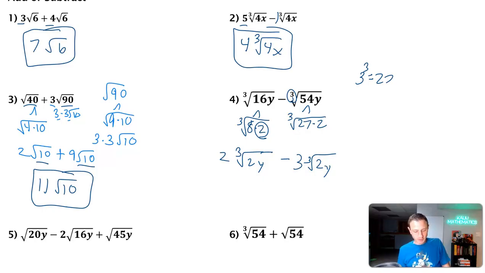Now they are like terms. Cube root of 2y, cube root of 2y. So we just do 2 minus 3, which is negative 1. So I can rewrite this as negative cube root of 2y, or negative 1 cube root of 2y. Either answer is completely fine. We'd probably just go with this, but either answer is the same thing.